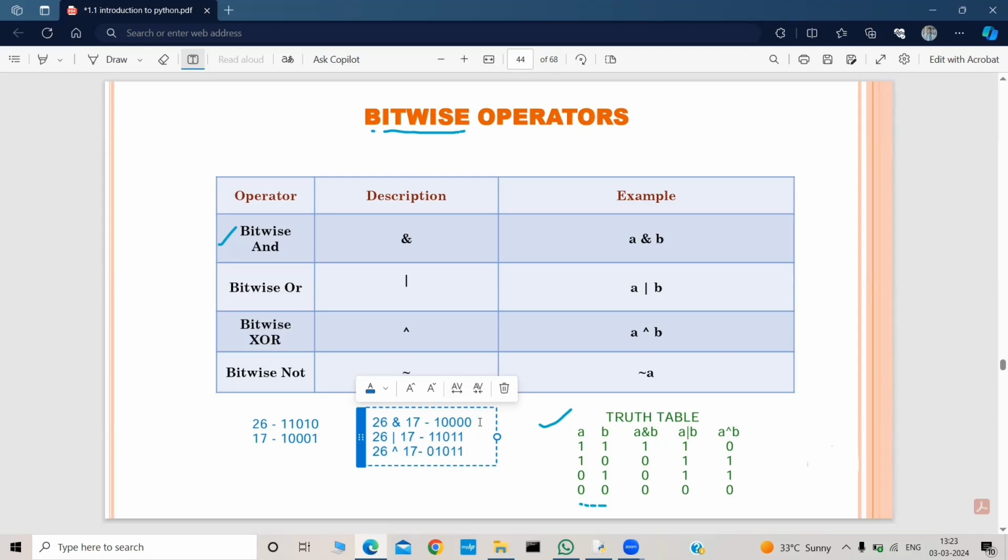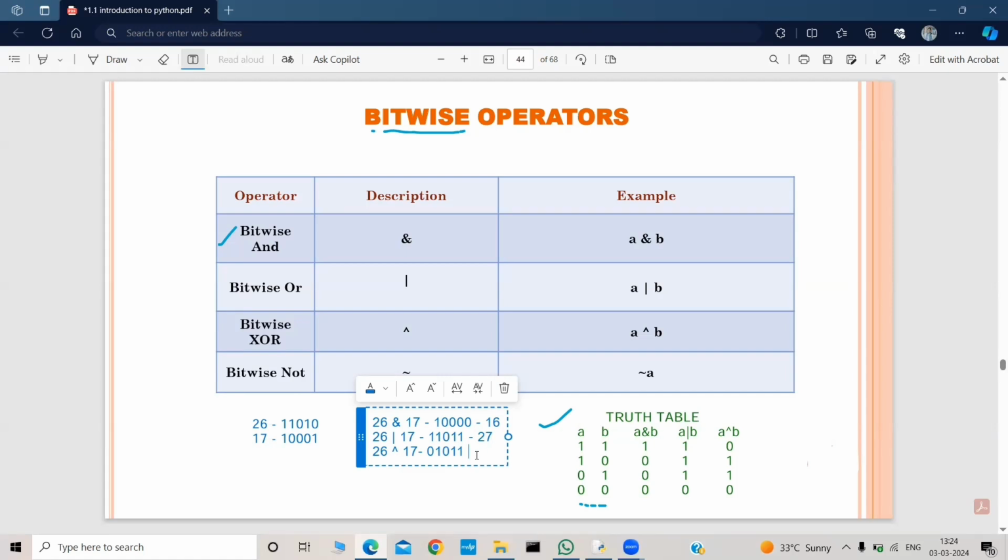Okay, now let's do the decimal conversion of this binary representation. So this was 2 power 0, 2 power 1, 2 power 2, 2 power 3, 2 power 4. So this was 16. The result was 16. So if we compute 26 bitwise and 17, the result will be 16. Okay. And this was 2 power 0 plus 2 power 1, 3. And 3 plus 2 power 3, that was 3 plus 8, that was 11. 11 plus 16, it was 27.